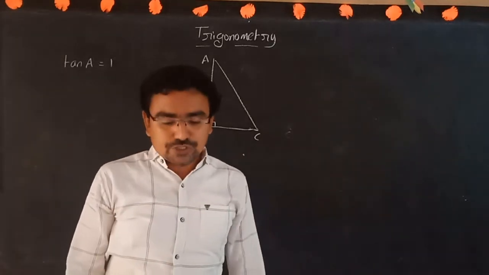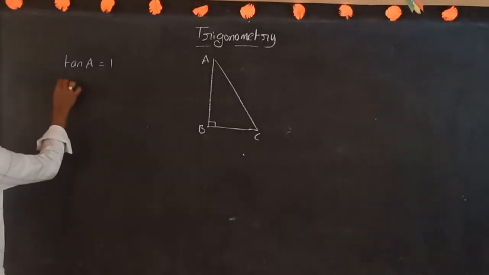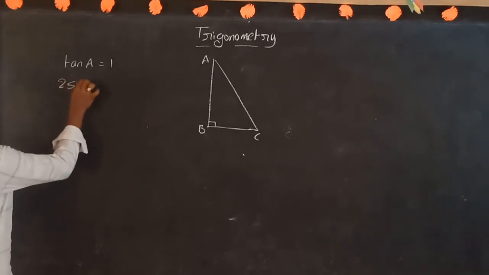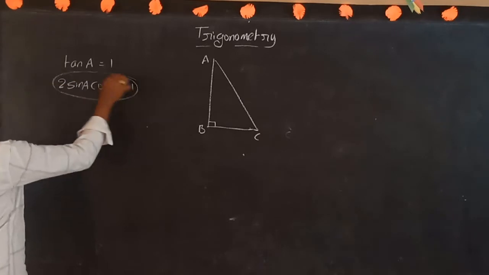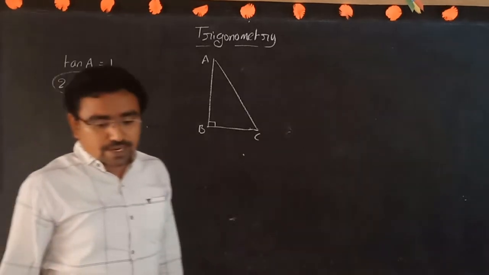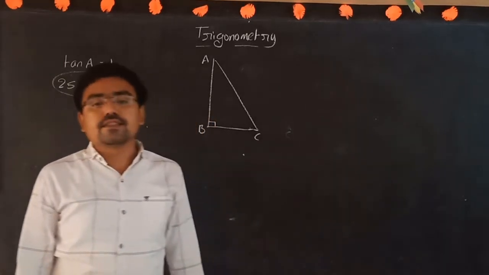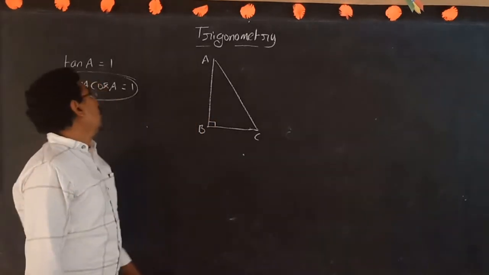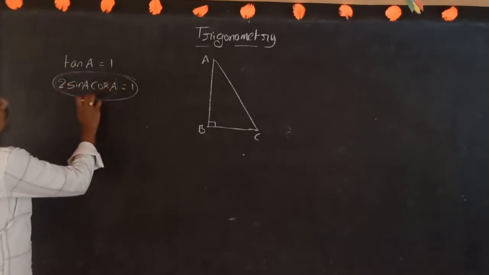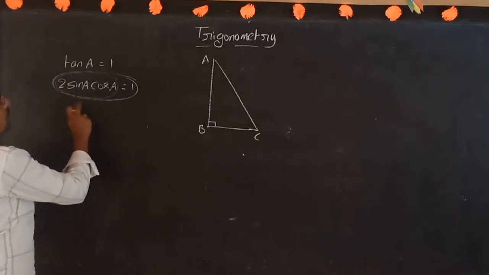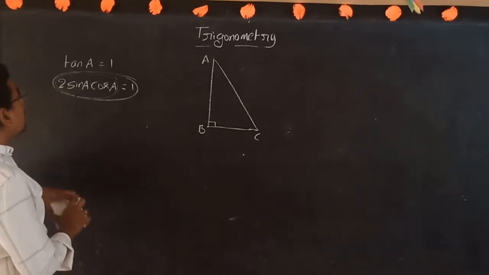So what do you have to check here? 2 sin A cos A equals 1. We should prove this, we should verify this. If 2 sin A into cos A becomes 1, this condition is correct. Otherwise, it is wrong.